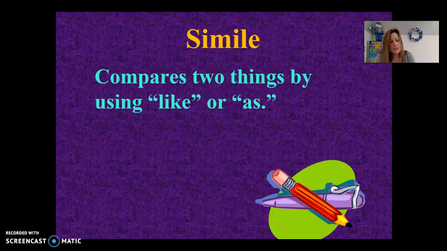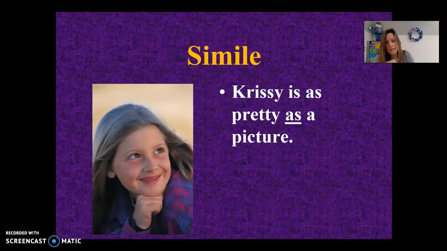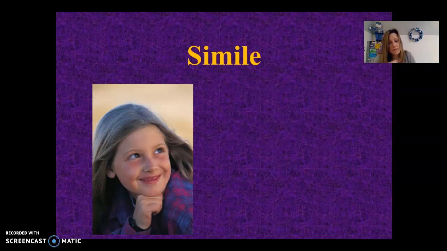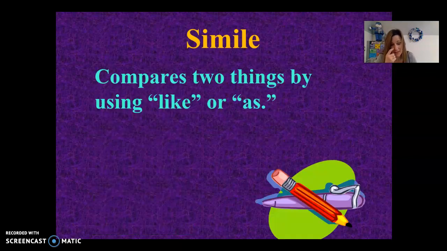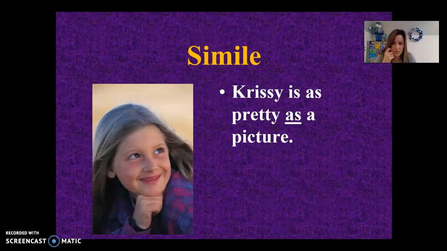So let's take a look at simile. Again, this is in the mint green writing, which lets you know that you need to put that into the definition box in your note sheet for simile. A simile compares two things by using like or as. So go ahead and pause this here if you need to take a moment to type that into your note sheet.